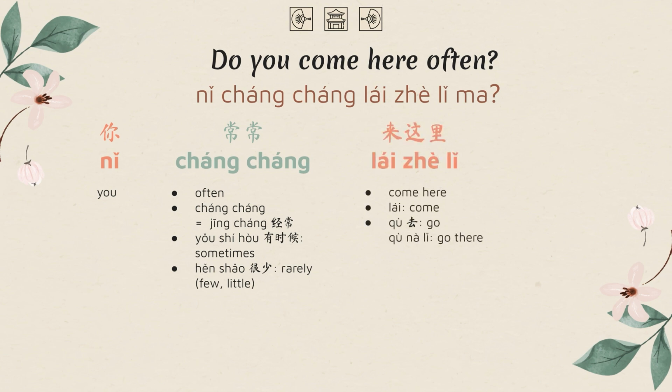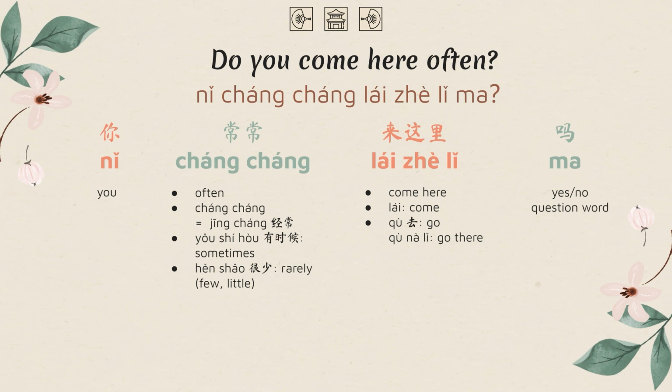来这里 means to come here. So 来 means to come. The opposite of 来 is 去. 去 means to go somewhere. So in order to say to go there, 去那里. Or you can say 去那儿. So 来这里, you could also say 来这儿. 吗? Again, for yes or no question.